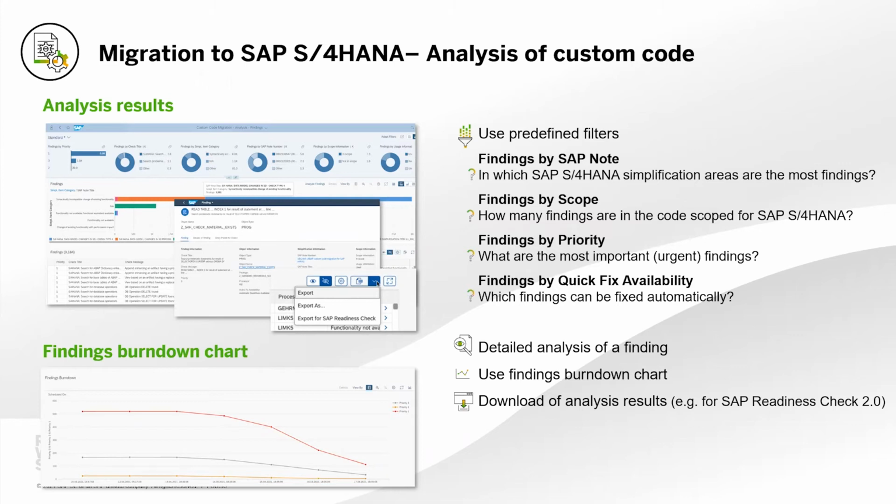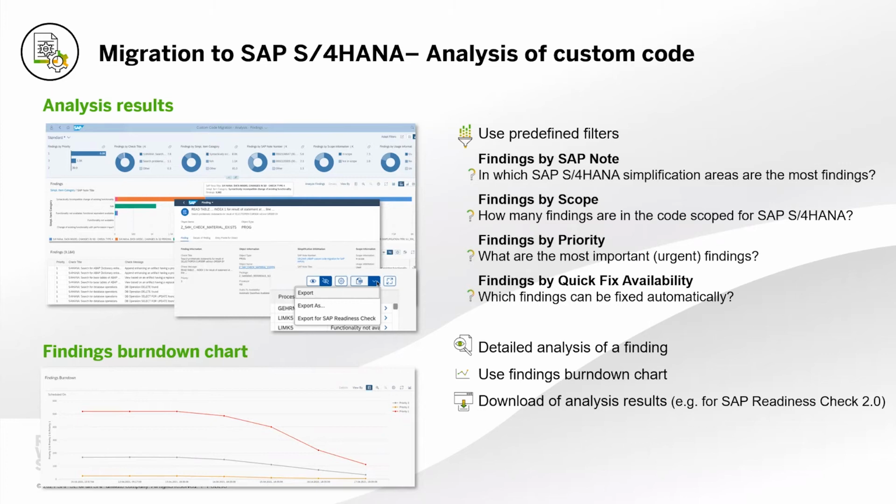You can use the findings burn down chart if you fix the findings in between and rerun the analysis and would like to understand how the findings are distributed over time. And of course, you can download analysis results and upload them, for example, to SAP Readiness Check.